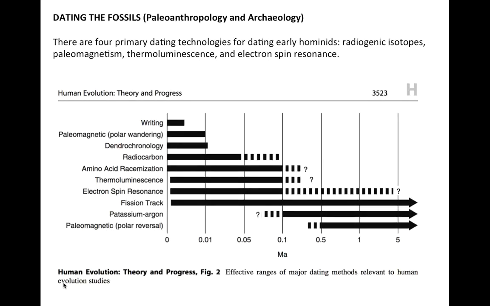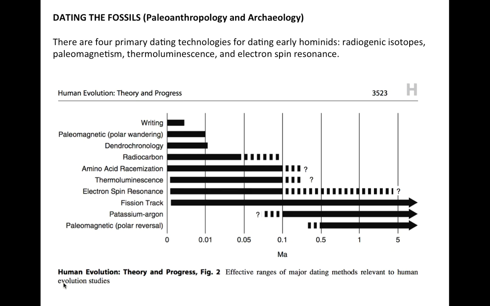Often people ask, how do we date the fossils we find? There are several different dating methods. Specifically, there are four primary dating technologies for dating early hominids: radiogenic isotopes, paleomagnetism, thermoluminescence, and electron spin resonance.